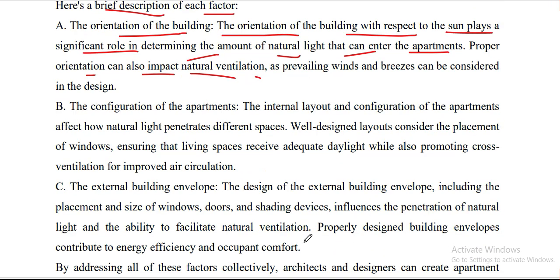So these are all descriptions of it. If you want to read it, the first is orientation of the building, then configuration of the apartment, and C, external building envelope.